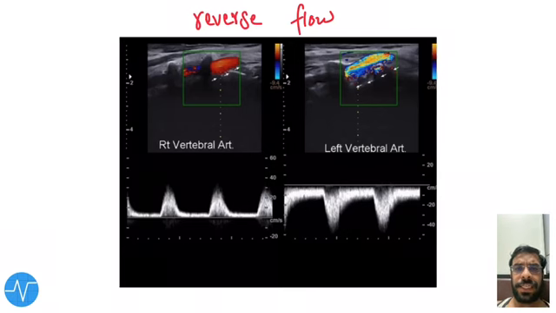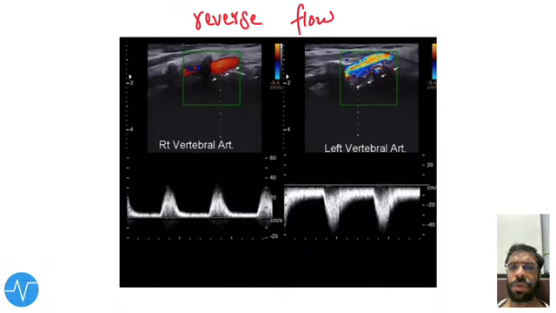Now let us see in the image. Here we can see that one of the vertebral arteries is in red color, whereas the other is in blue color. One waveform is above the baseline, whereas in the other vertebral artery the waveform is below the baseline. That means one of the vertebral arteries is showing reverse flow, which is the first sign that there will be reversal of flow in the ipsilateral vertebral artery.